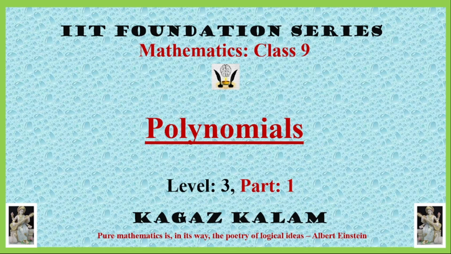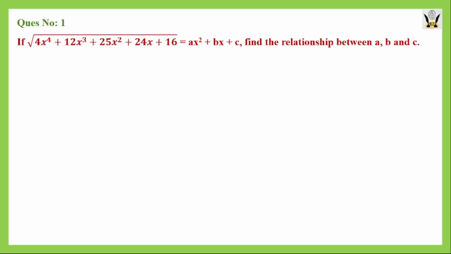In today's class, we will be solving a few problem sums based on polynomials. In the first sum, we need to find the relationship between a, b and c, and we have been given an equation of x where we can see on the left side we have a polynomial of degree 4 and we have square root of that, and on the right side we have a quadratic polynomial. So from this given relationship, we need to build a relationship between the coefficients a, b and c.